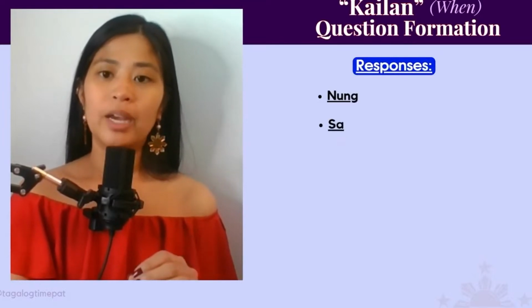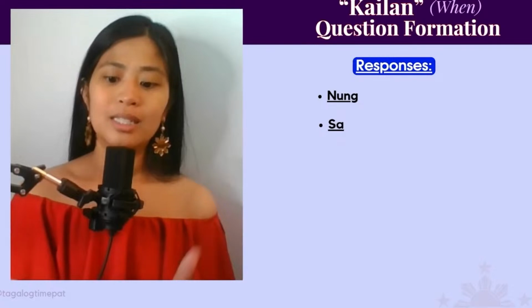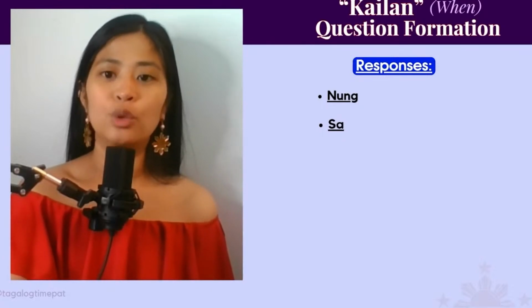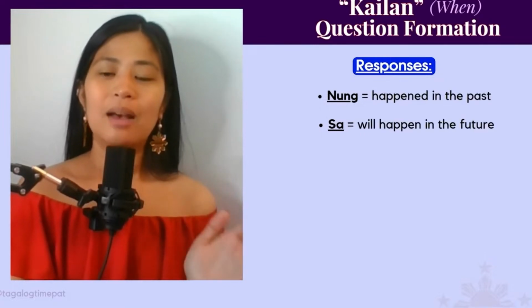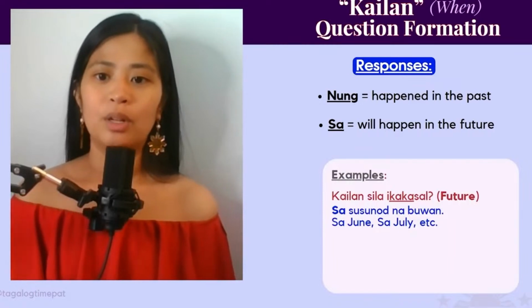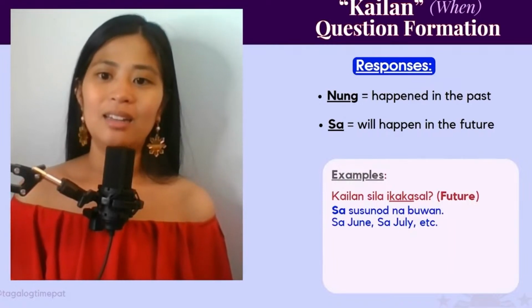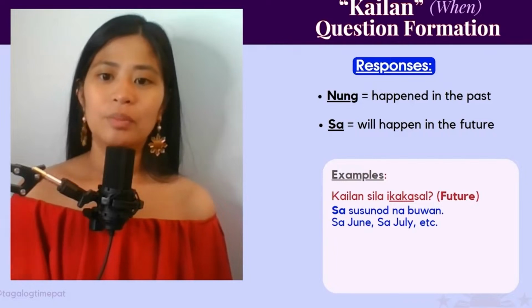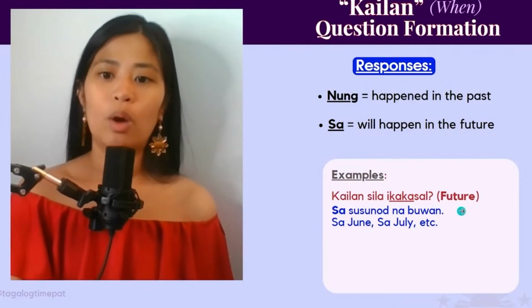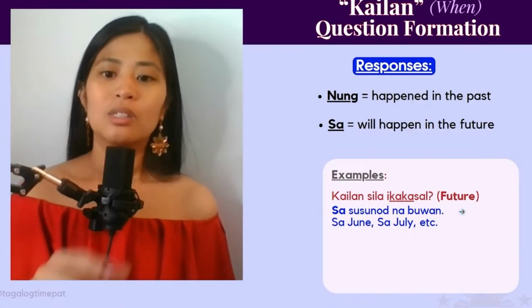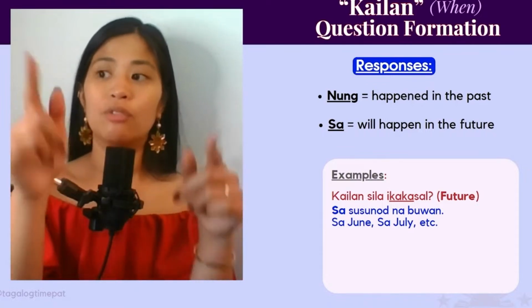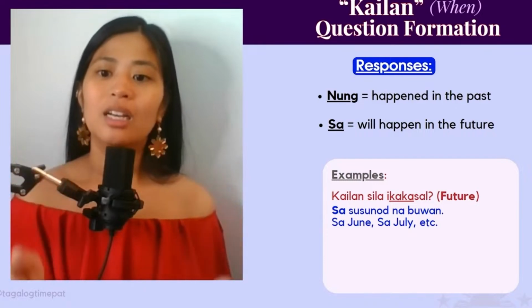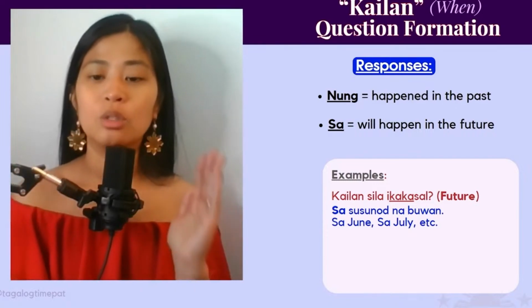Now I want to show you the responses. The response might have the word nung or sa. We already talked about sa. Let's see what nung means. Nung means something happened in the past. Sa means something will happen in the future. So for example, kailan sila ikakasal? When will they get married? The response, sa susunod na buwan, next month. So sa July or sa June, in June or in July. But sa is thinking of the future. So sa is the future.